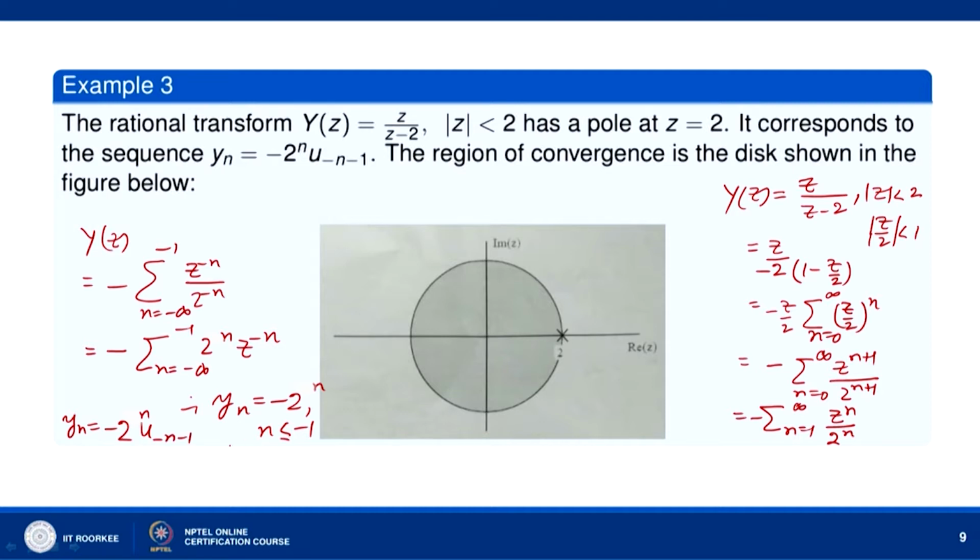Okay. When you have u[minus n minus 1], it will have value 1 when n is less than or equal to minus 1. So, this condition on n that n is less than or equal to minus 1 can be replaced by taking u[minus n minus 1] together with minus 2 raised to the power n. So, this is the sequence here. The region of convergence you can see is the disk, this disk mod Z less than 2, and its boundary has a pole at Z equal to 2.